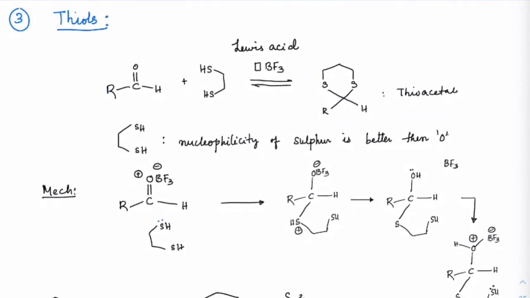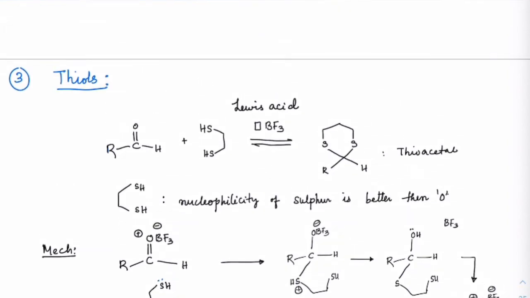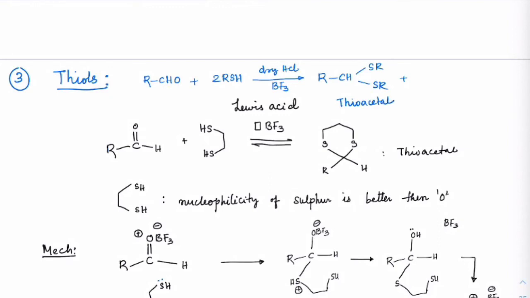Now coming to the thiols. We have learned about alcohols, now we will check about thiols. The general reaction of thiols is also possible, which means if I take RCHO plus 2 moles of RSH in the presence of dry HCl, or even if you take an acid like BF3, then also the reaction will take place to form RCH(SR)(SR), which is a thioacetal. Thioacetal formation is seen.